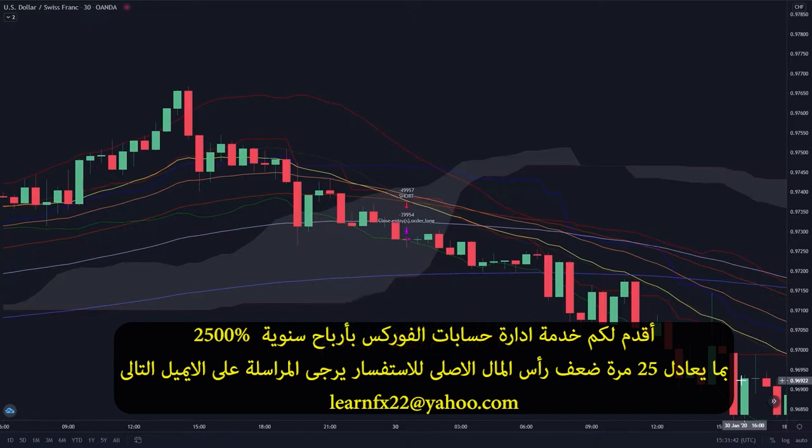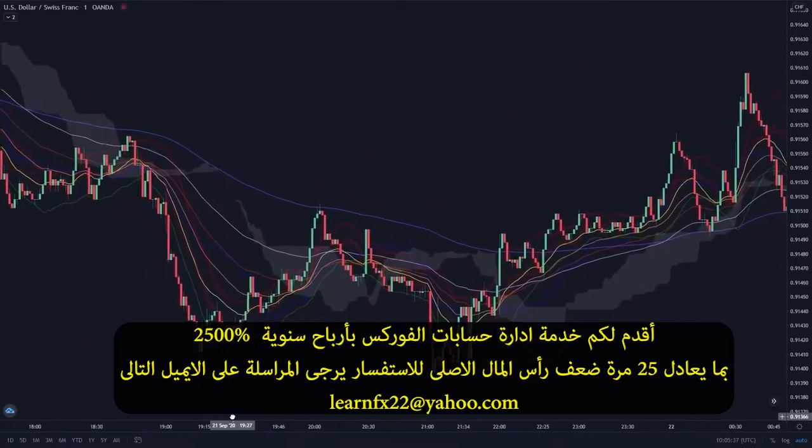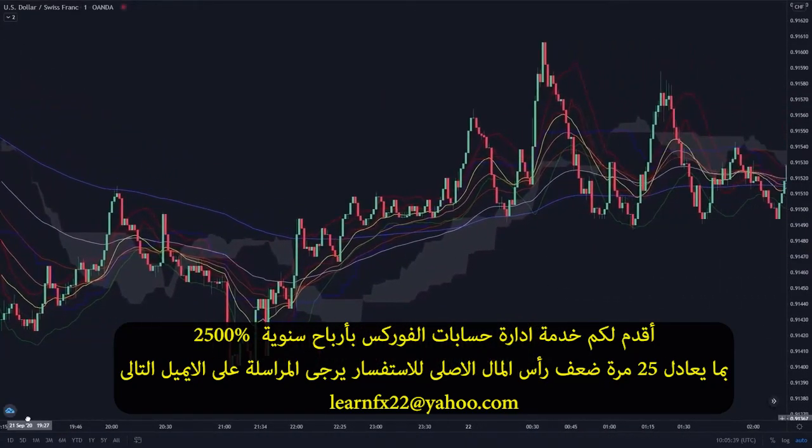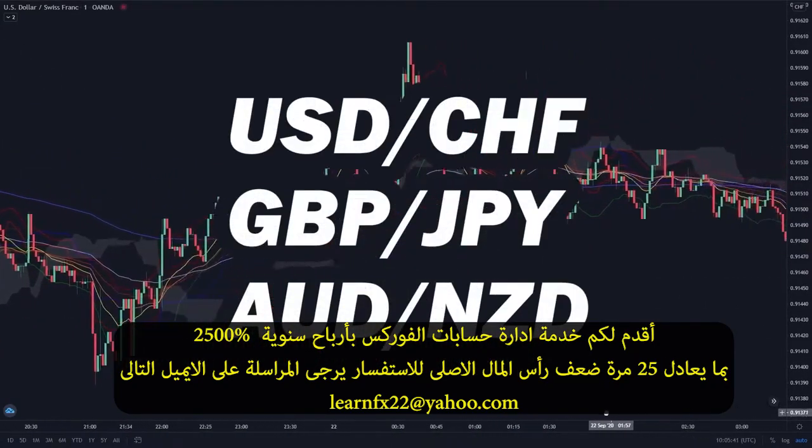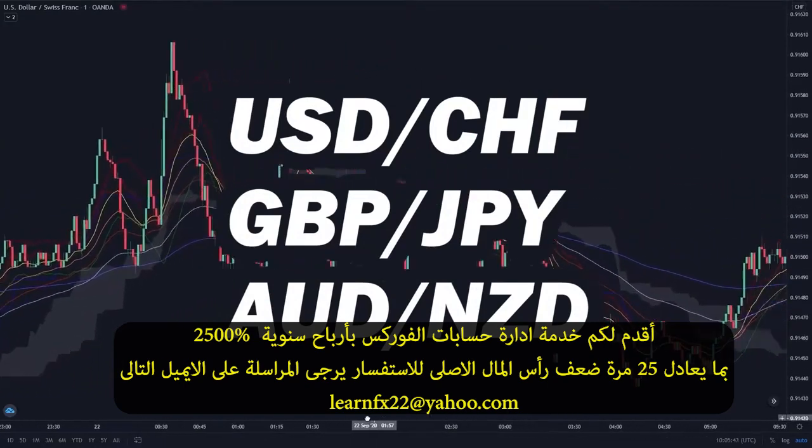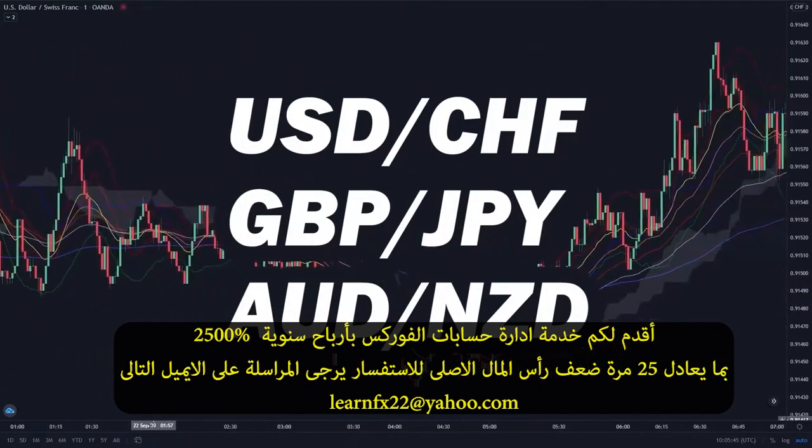In this backtest, I'm not going to add any extra rules. I'm just purely following the signals that the indicator displays. I'm going to be testing three different pairs: the US dollar Swiss, the pound yen, and the Australian New Zealand dollar, all with a 30-minute time frame.